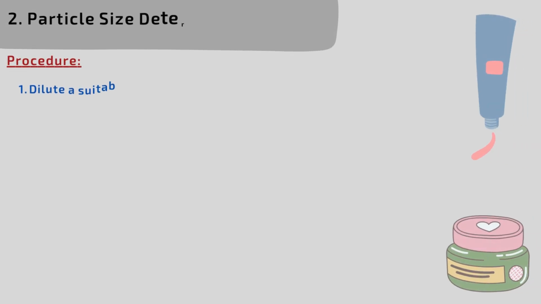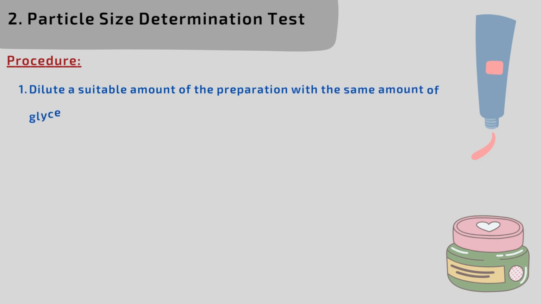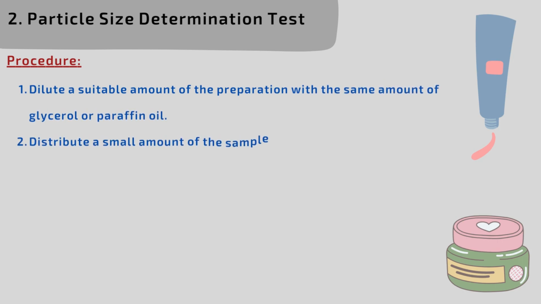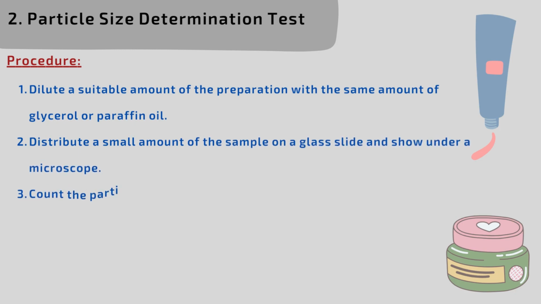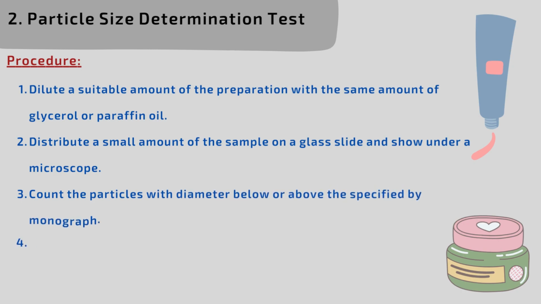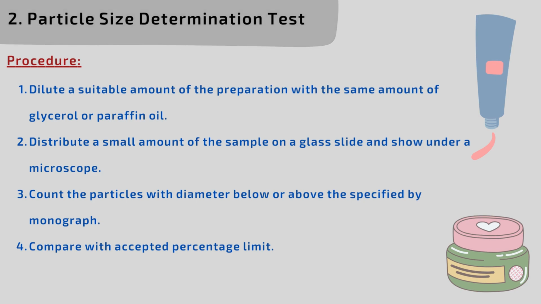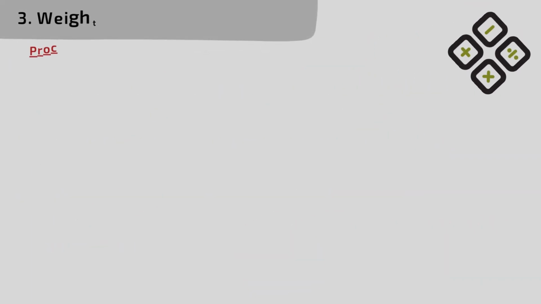Then we move to the second test, which is the particle size determination test. Procedure: dilute a suitable amount of the preparation with the same amount of glycerol or paraffin oil. Distribute a small amount of the sample on a glass slide and view under a microscope. Count the particles with diameter below or above that specified by the monograph. Compare with the accepted percent limit.